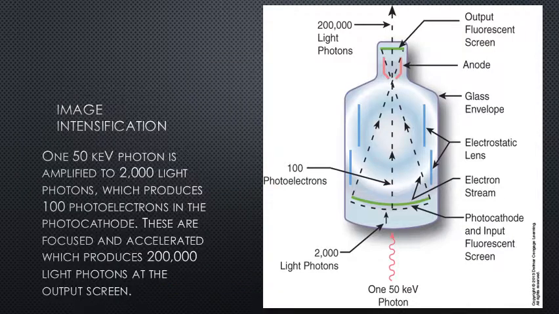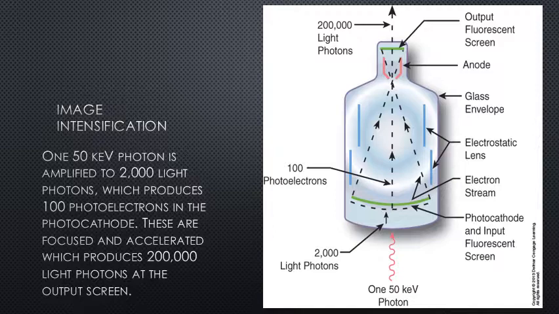If you look at the image intensification from this diagram, you can see that one 50 keV photon hits the concave screen that's coated with this fluorescent material, and this process changes the light to electrons, and then it changes the electrons back to light. That's the image intensification process. So one of these X-ray photons is amplified to 2,000 light photons.